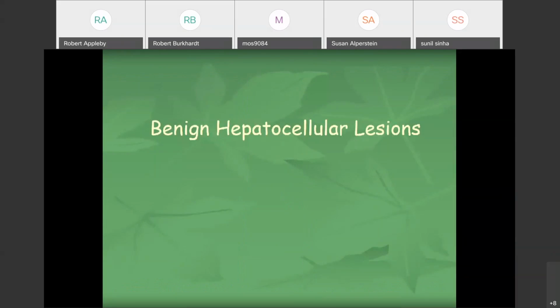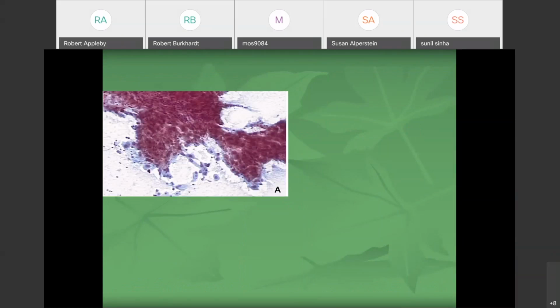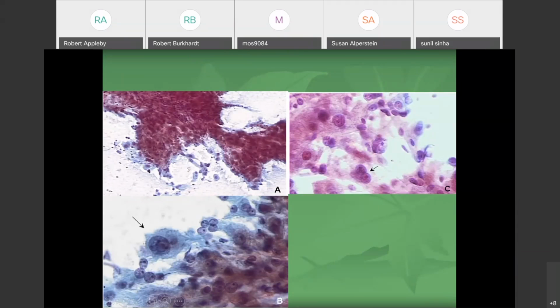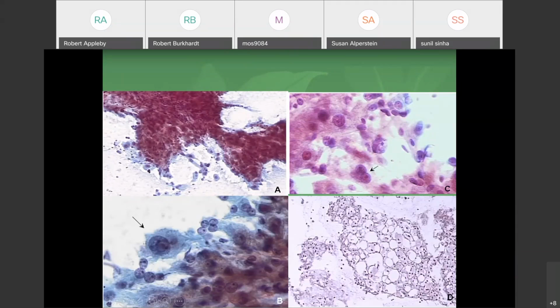So here I'm going to show you benign liver lesions. Here's a lot of cells, kind of some big cells, some small cells, but they're very cohesive. And some binuclear cells. In the cell block, the reticulum fiber is intact. So it's cirrhosis, macro-regenerative nodule.